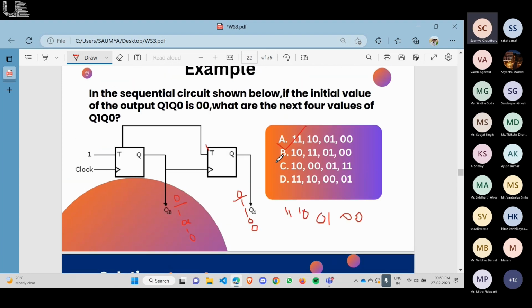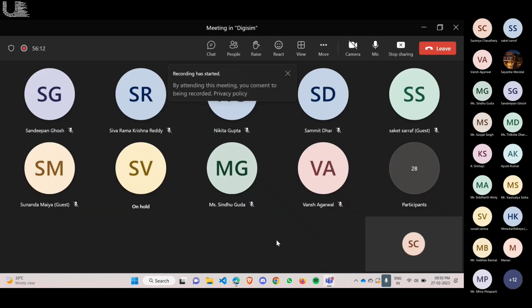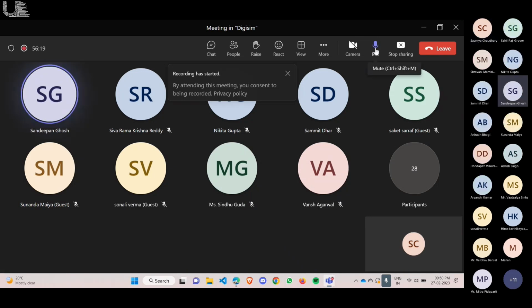You can solve it. We will provide some problems also based on that. So yes, Sandeepan, you can take over. Sandeepan? Yep. You can stop sharing.